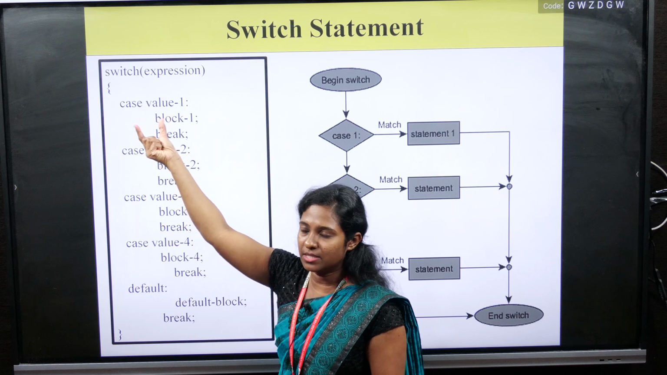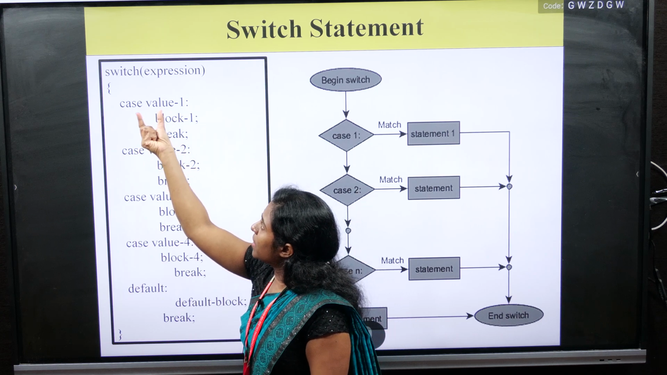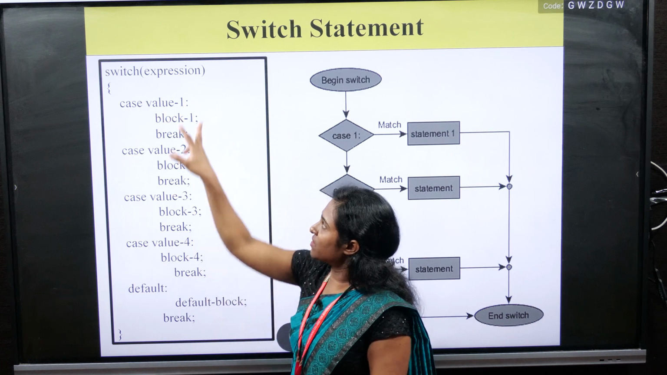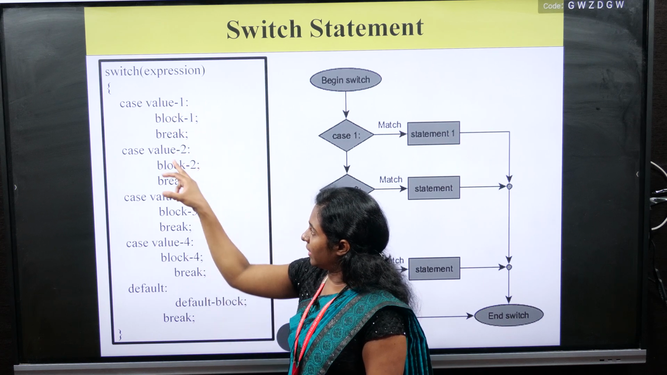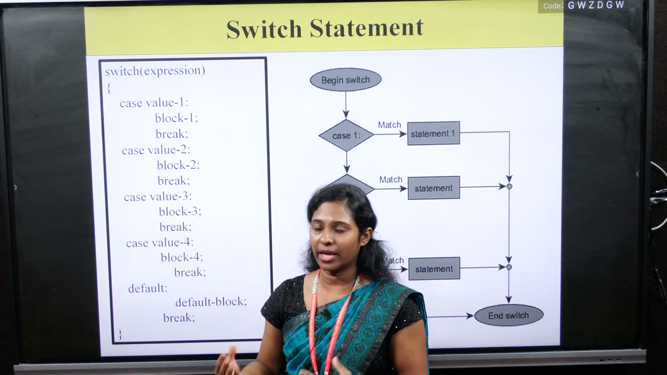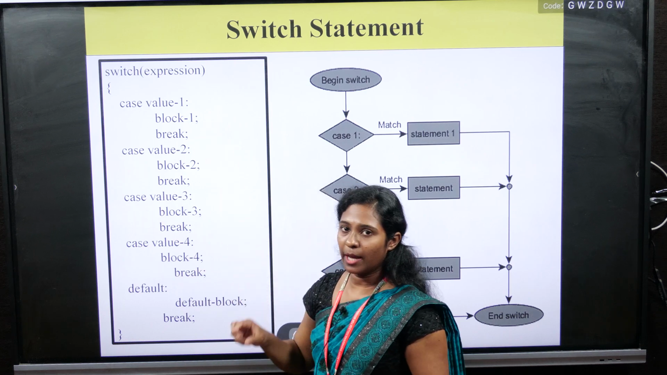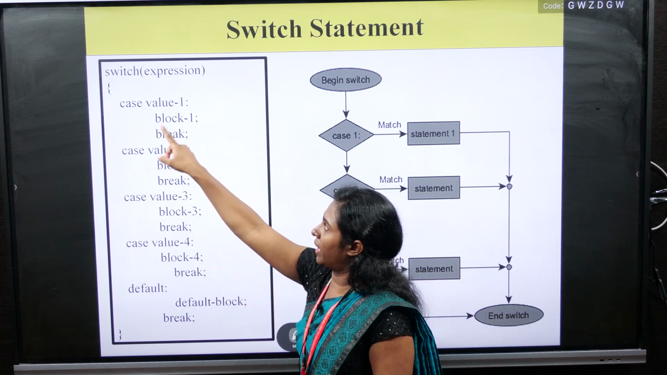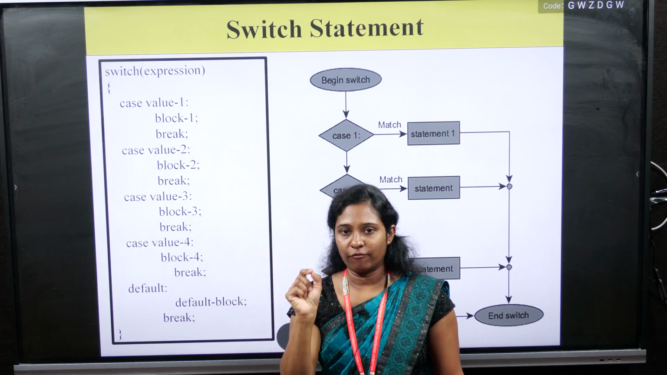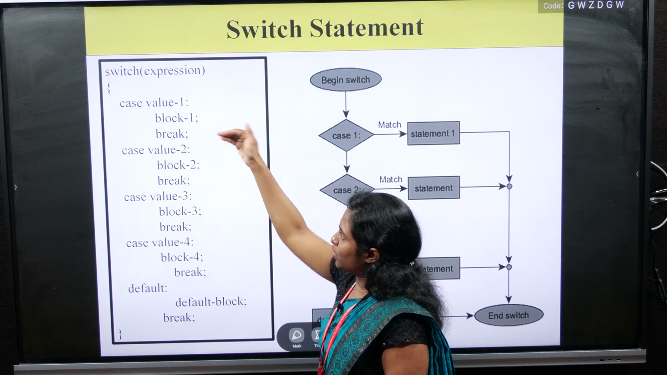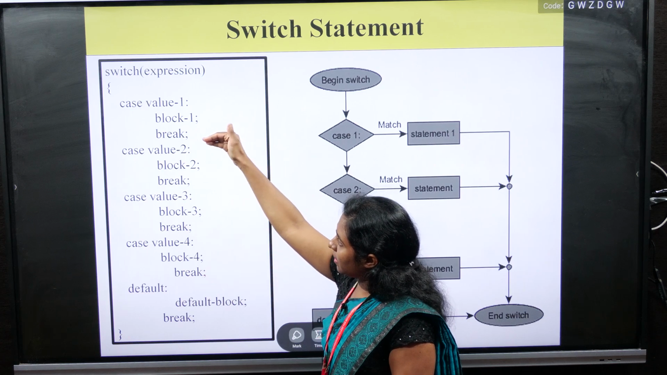All should be written in small letters. For case, we have to give a space here and mention the values. The value that we write in the case statements is also of integer or character type. If it is character type, you have to put it within single quotes. Integers can be written as they are. So case value 1, and then we have to put a colon, and write down the set of statements to be executed.